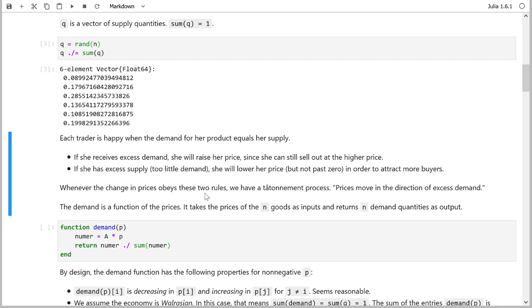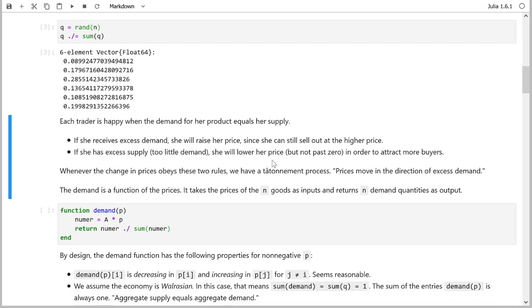On the other hand, if you have too little demand, then you have to throw away your leftover product. So instead of doing that, you're going to lower your price in order to attract more buyers. This also makes sense. And the one additional stipulation we will have is that if your price is already at 0 or is very small, you won't let your price go negative. So we're going to keep all of our prices positive in this simulation.